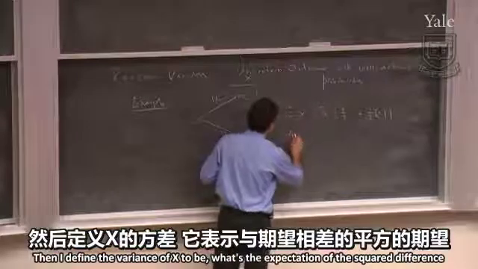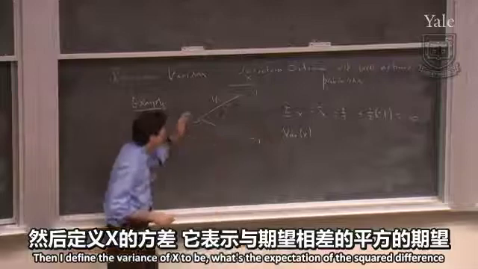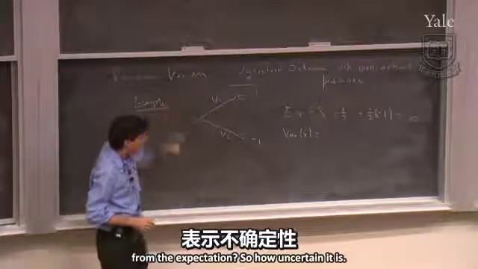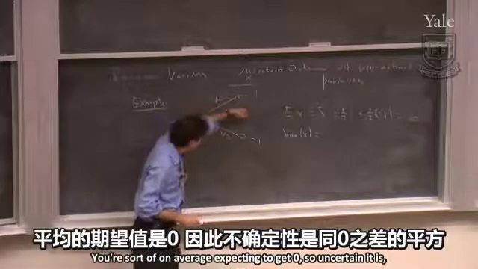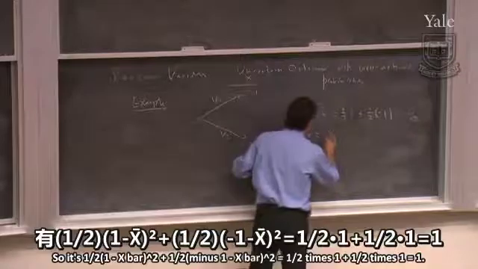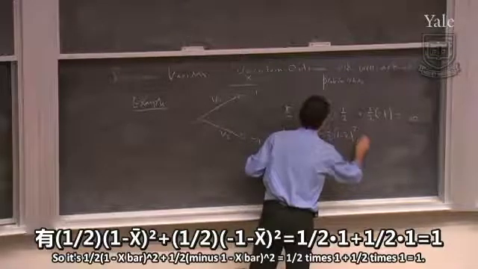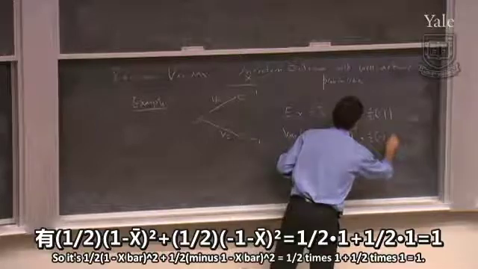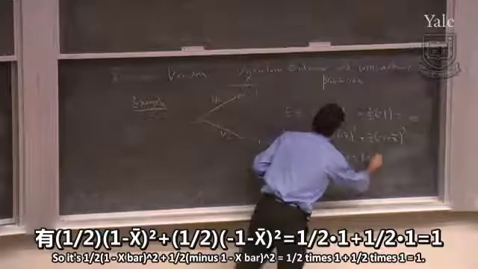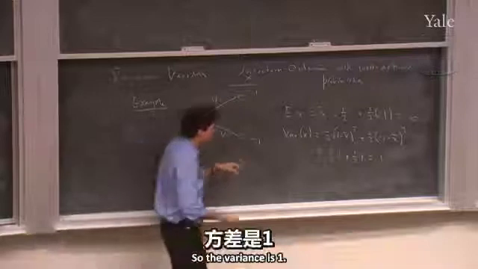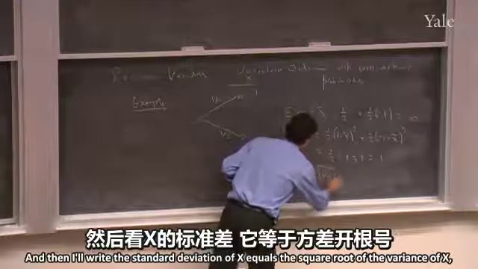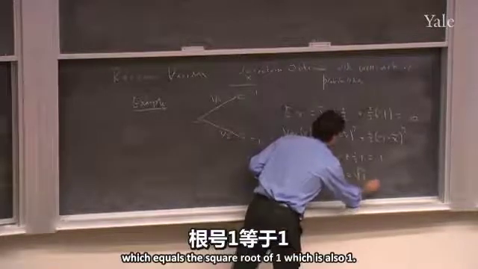Then I define the variance of x to be the expectation of the squared difference from the expectation. So how uncertain it is: you're on average expecting to get 0, so uncertainty is measured by how far from 0 you are, but we're going to square it. So it's 1/2 times (1 minus x bar) squared plus 1/2 times (-1 minus x bar) squared, which equals 1/2 times 1 plus 1/2 times 1, which also equals 1. So the variance is 1. And then I'll write the standard deviation of x equals the square root of the variance of x, which equals the square root of 1, which is also 1.